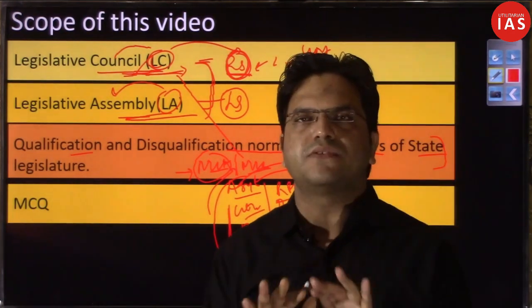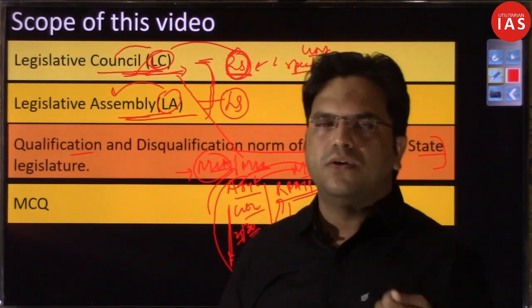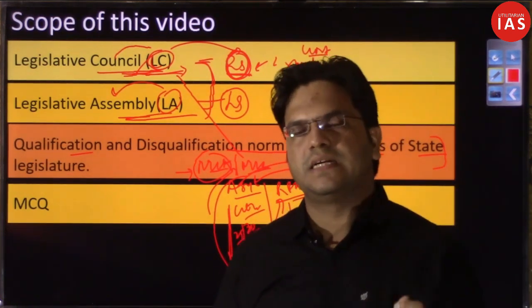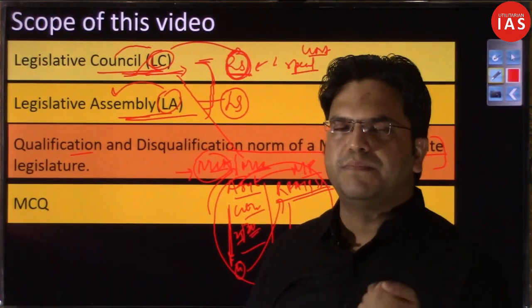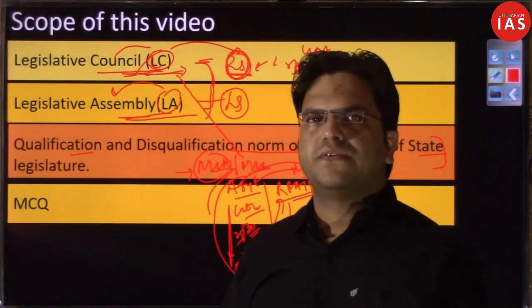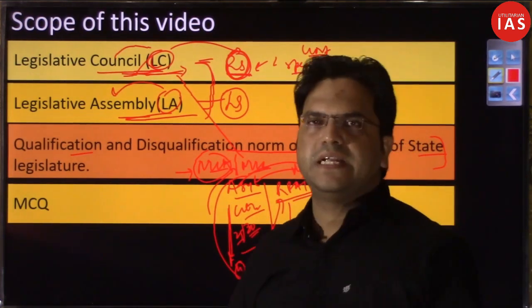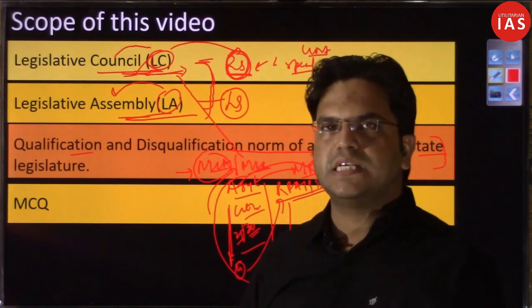So wherever there is a wide amount of similarity, I will not explain that, I will simply say that this has been explained already in the parliamentary chapter. So I was referring to that: to have a grip on this state legislature, the prerequisite is Parliament.